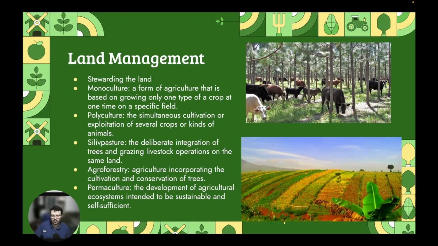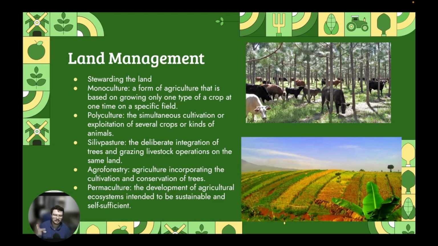So incorporating trees improves the land overall, increases the number of crops you can harvest, and basically manages the land in a more unique way. And agroforestry is commonly focused on the community level or community village level farm system rather than a global level farm system. And then lastly, permaculture.